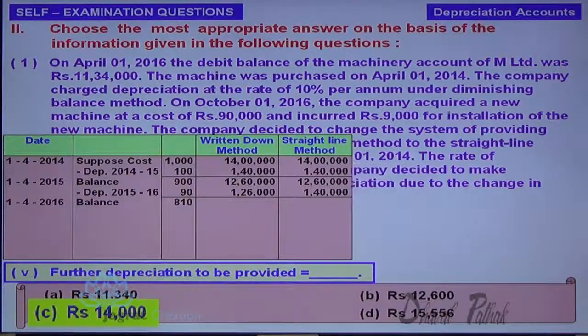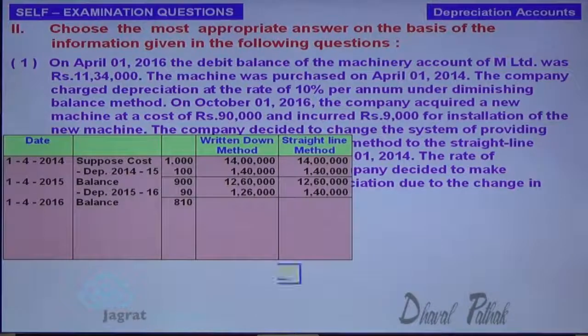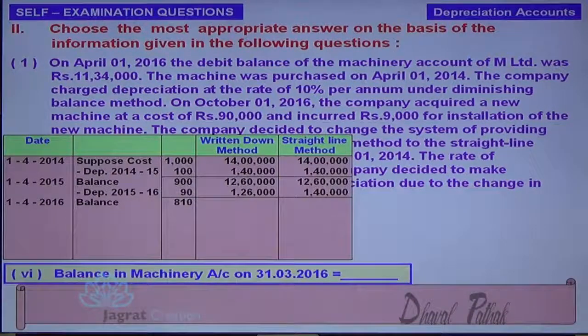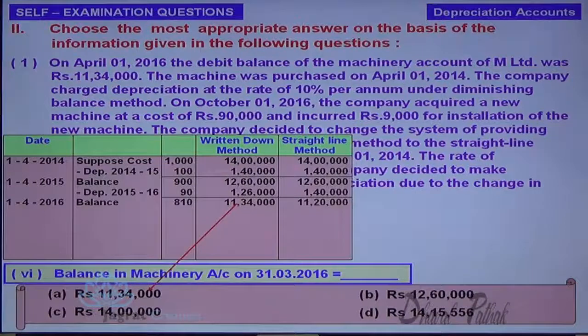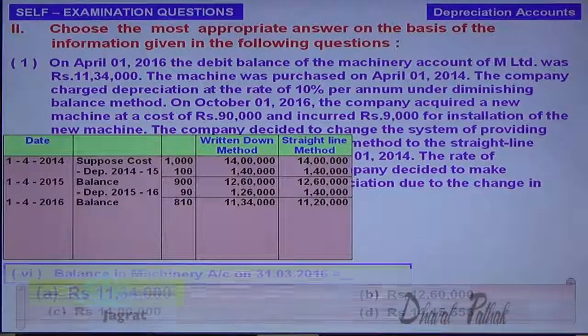Next, multiple choice question. Balance of machinery account as on 31/3/2016. So the balance of machinery account on 31/3/2016 is 11,34,000. That is already given to you in the sum. Even then it is being questioned.